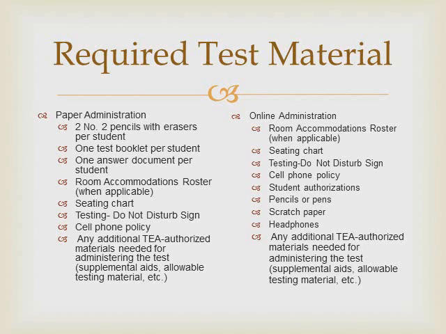If you have an online administration, you need to also have your room accommodations roster, which will be in your bucket, your seating chart, again, your attendance roster that needs to be placed outside your door by 8:45, testing do not disturb sign, how many are still testing signs, the hall monitor needed sign, your cell phone policy. Instead of Scantrons, you will have your student authorizations. You still will have pencils for use with scratch paper, headphones, and any other additional TEA authorized materials needed for administering the test, like supplemental aids or allowable testing materials.